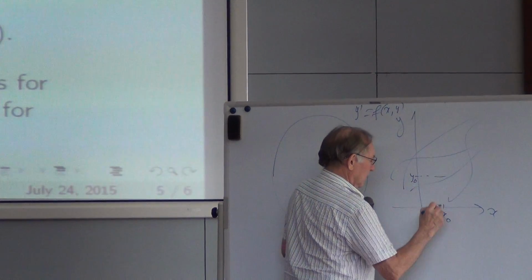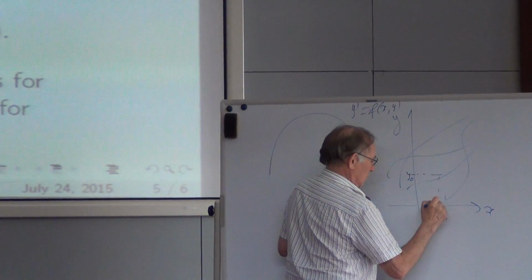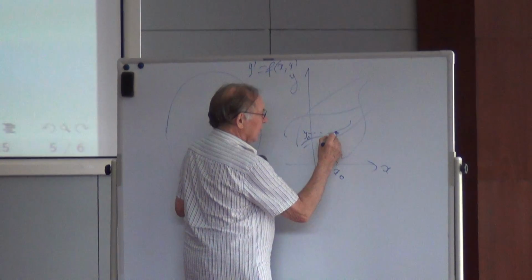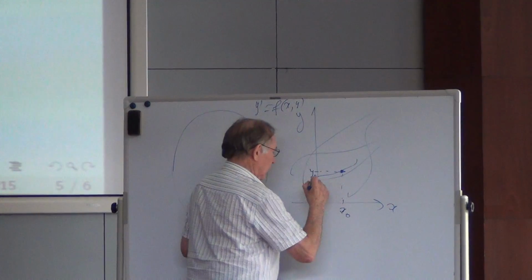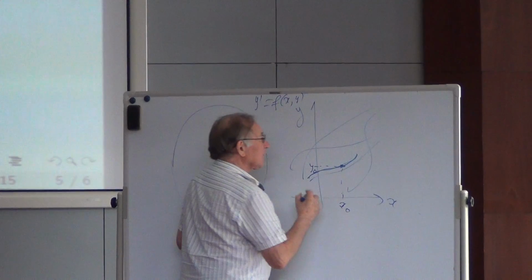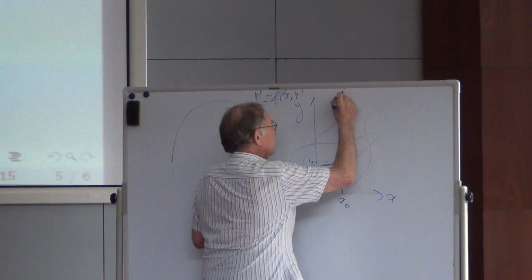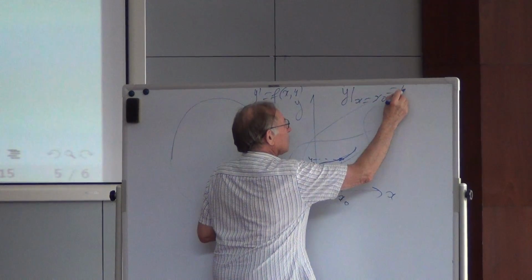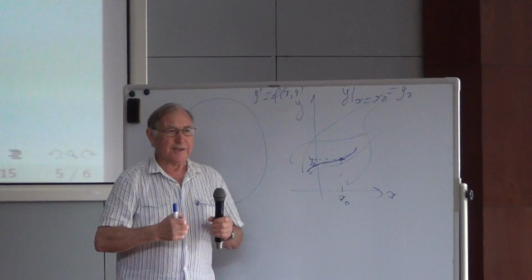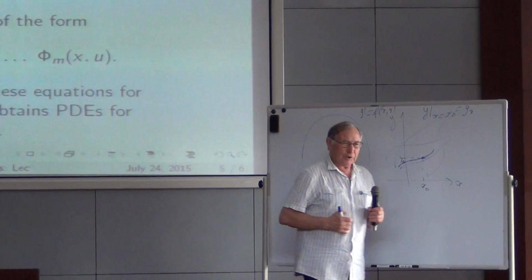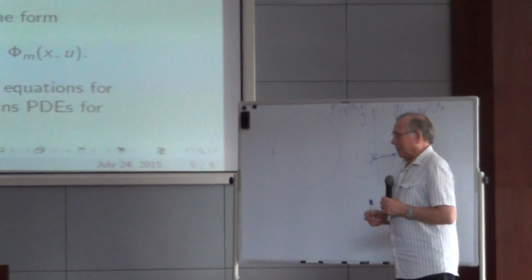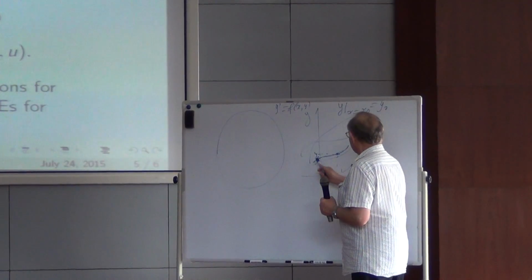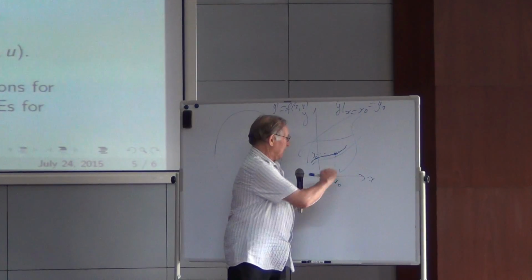You need a solution which is going through this point. So you add to your equation the initial condition y at x equals x0 is equal to y0. By this you single out one solution. So how can you solve this problem? This is an initial value problem, because it is called the initial point where you start. The initial point is x0, y0. So the curve starts from here.